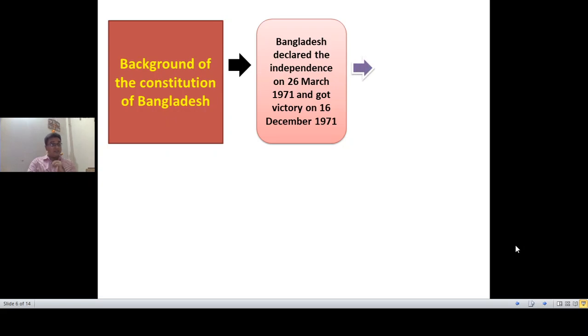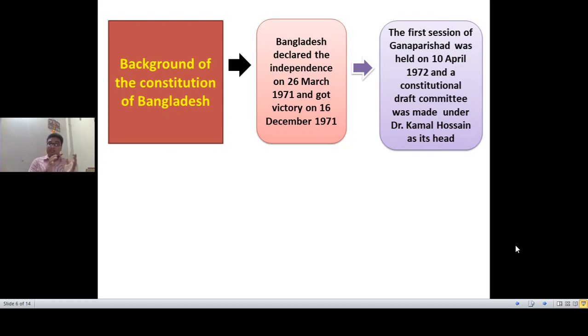The second piece of information is that the first session of Gana Parishad was held on 10 April 1972, and a constitutional draft committee was made with Dr. Kamal Hussain as its head. Dear students, at first you have to understand what Gana Parishad is. Gana Parishad or Constitutional Assembly is responsible for making the constitution. After making the constitution, the duty of the Constitutional Assembly will be finished.